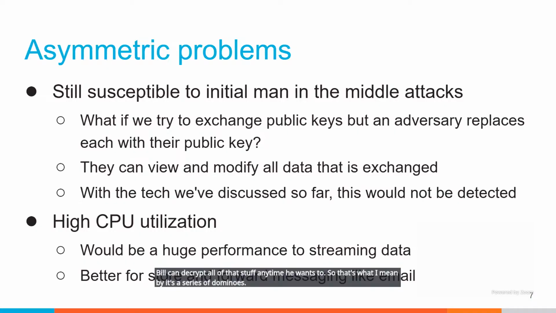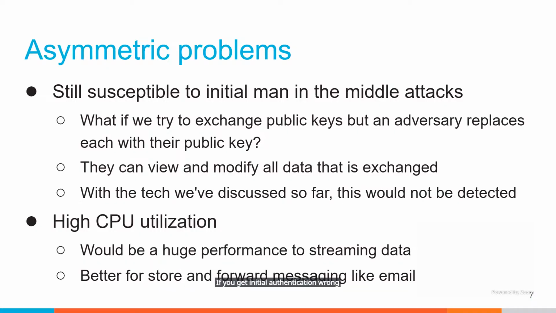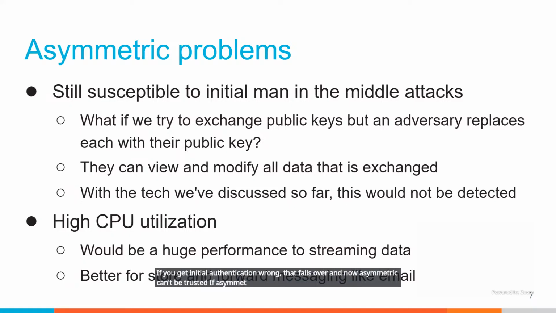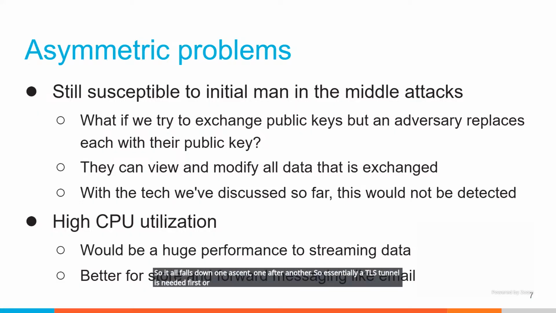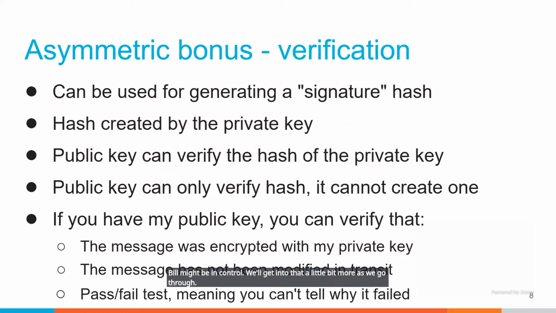If you get initial authentication wrong, that falls over, and now asymmetric can't be trusted. If asymmetric falls over, now we can't have faith in the symmetrical key. We can't have faith in the HMAC that takes place. So it all falls down one after another. So essentially, a TLS tunnel is needed first, or Bill is still in control. Yeah, well, even with the TLS tunnel, Bill might be in control. We'll get into that a little bit more as we go through. There's a rabbit hole we need to go down and kind of shine a flashlight on a little bit.